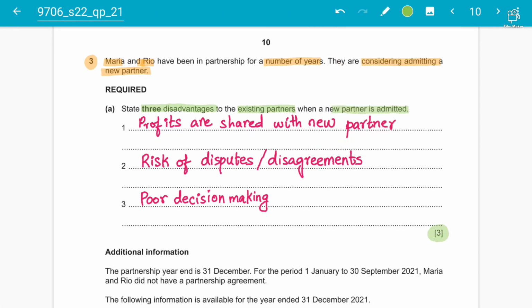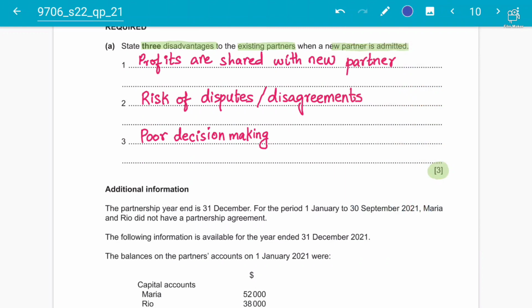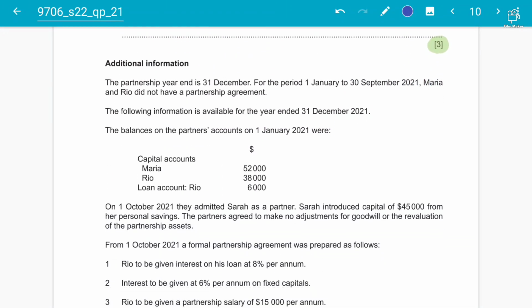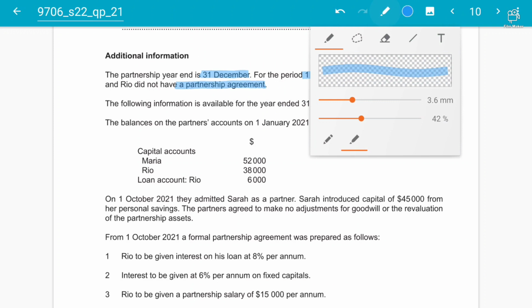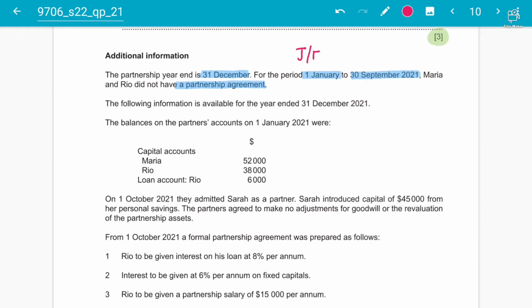Okay, moving forward, the main part is the numerics part. So if we move forward, we have to read the information first that says the partnership year end is 31st December. That is very important. So partnership is ending on 31st December, which means the financial year starts on 1st January and ends on 31st December. For the period 1st January to 30th September 2021, Maria and Rio did not have a partnership agreement. That is very alarming. When you don't have a partnership agreement, which means that from 1st January to 30th September, these are 9 months.